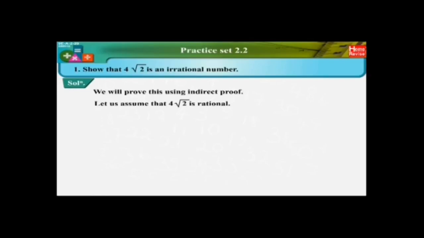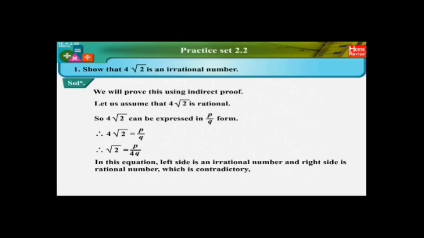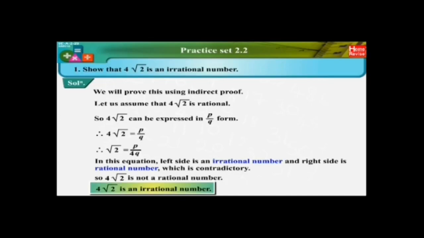1. Show that 4 root 2 is an irrational number. We will prove this using indirect proof. Let us assume that 4 root 2 is rational. So 4 root 2 can be expressed in the p by q form. Therefore 4 root 2 is equal to p upon q. And we can write it as root 2 is equal to p upon 4q. In this equation, the left side is an irrational number and the right side is a rational number, which is contradictory. So 4 root 2 is not a rational number. 4 root 2 is an irrational number.